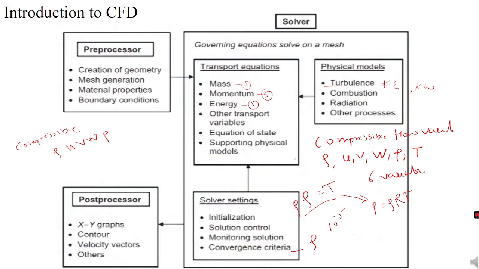There are so many other models. If we have combustion behavior within the system, then we can use the combustion model. There is a separate model for that. And if we have radiation in the system, we can involve the radiation model as a physical model, and we can apply it in the solver.